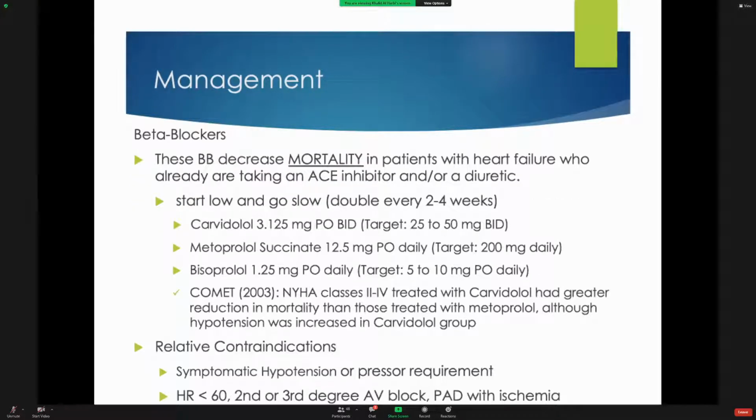Beta blocker is also proven in randomized trials to reduce mortality and morbidity. We have a lot of beta blockers, but the most studied beta blockers in heart failure are metoprolol, bisoprolol, and carvedilol. Any patient with heart failure should be on a beta blocker, except if the patient is hypotensive, if the heart rate is less than 60, if the patient has AV block, or if the patient has severe peripheral artery disease with ischemia.